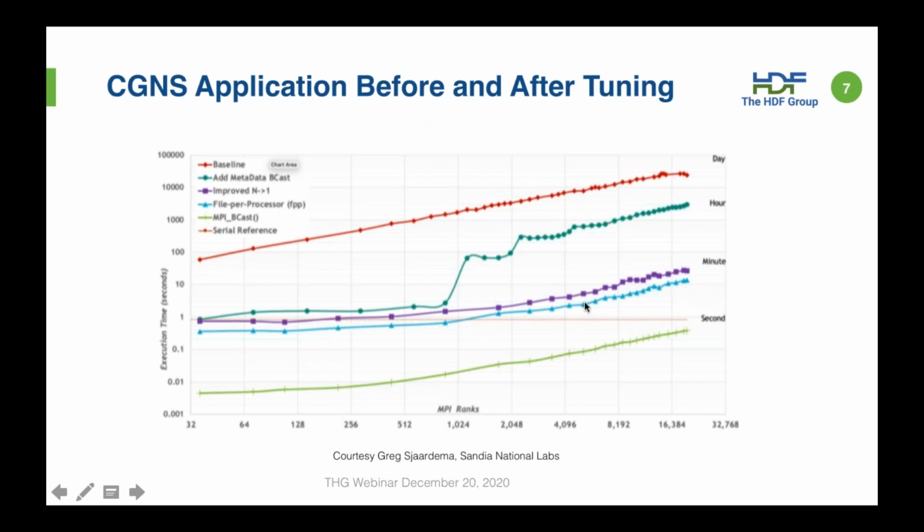This blue line represents the performance of the application when each rank writes to its own file, so it's kind of, in MPI world, known as the best you can get. But writing to a shared file is always a challenge, and this was the curve that previous performance with the HDF5 library.